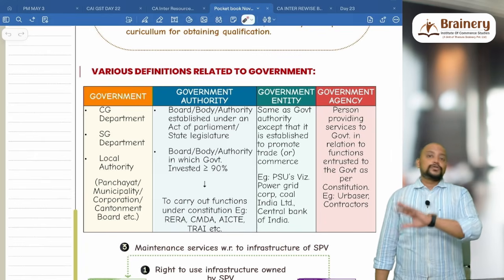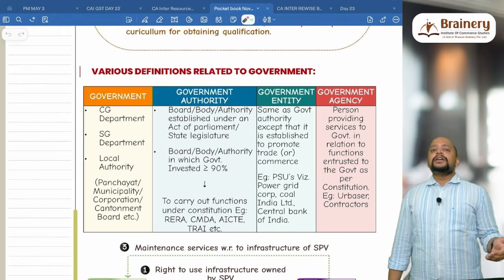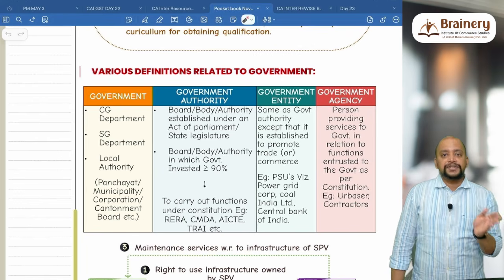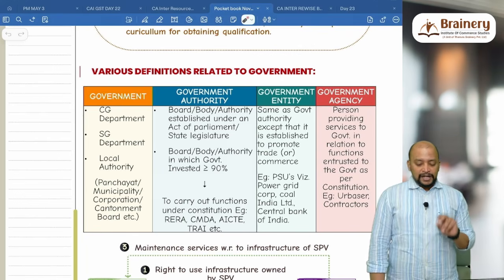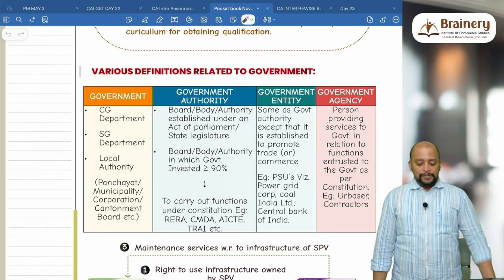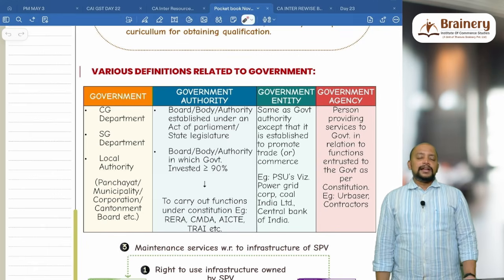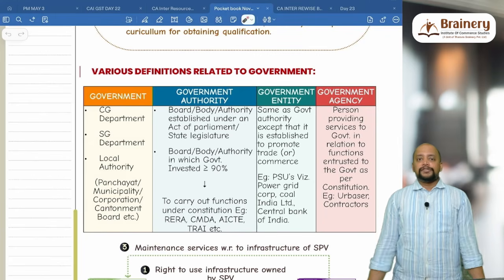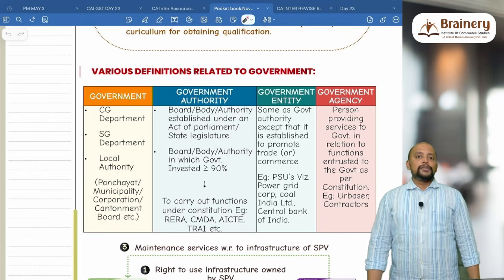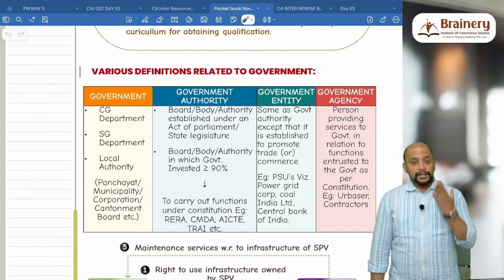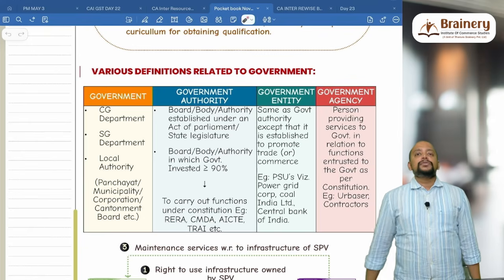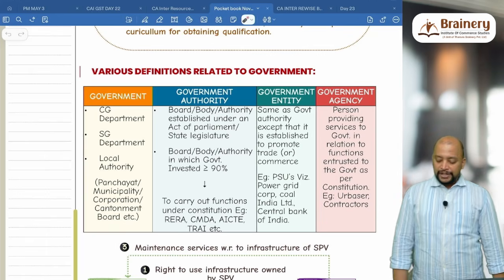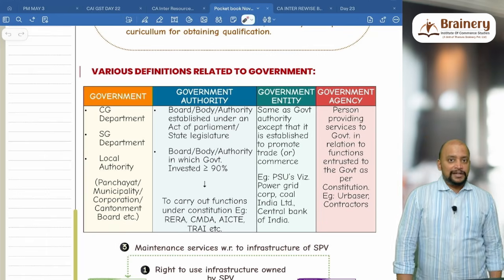Whereas government entity is also similar to government authority, except that government entity is established to carry out the functions as entrusted by the government, not as entrusted by the Constitution. So that's the only difference between government authority and government entity. Examples of government authority are RERA, Real Estate Regulatory Authority, CMDA, that is Chennai Metropolitan Development Authority, a lot of urban development authorities, then TRAI, Telecom Regulatory Authority of India. These are all examples of government authority. Whereas government entity, to carry out the functions entrusted to them by the government, examples: PSUs like Power Grid Corporation, Coal India Limited, Central Bank of India.